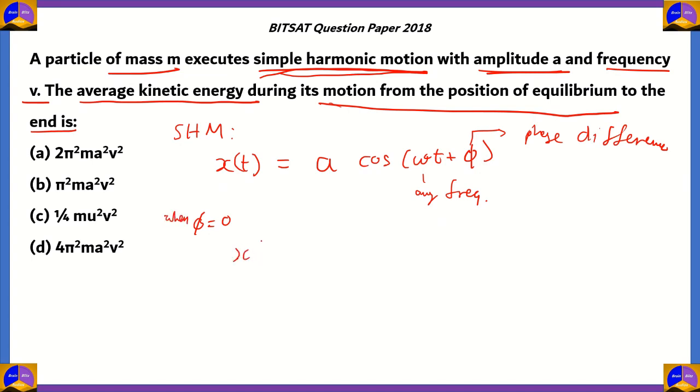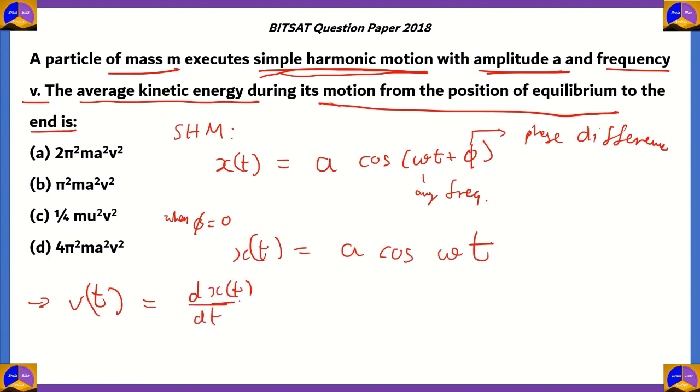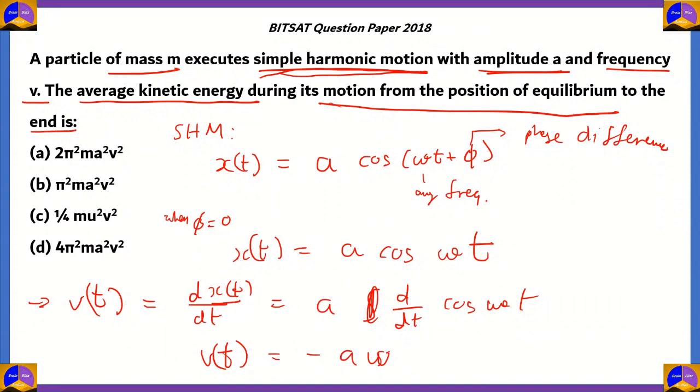Now, in this condition, we will consider phi as equal to 0. So then we get x of t as equal to a cos omega t. So far, so good. Now we can find the velocity with respect to time. So that is basically the differential of the displacement with time. So a times d by dt of cos omega t. So we get minus a times omega times sine omega t as the velocity during simple harmonic motion.